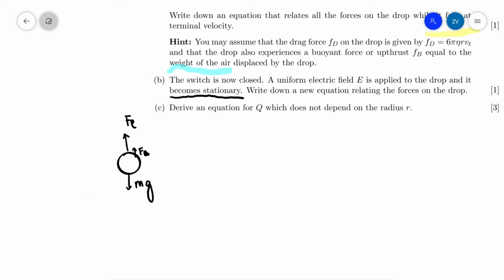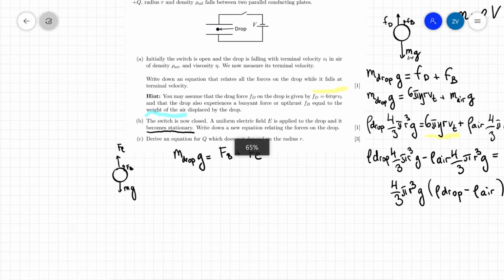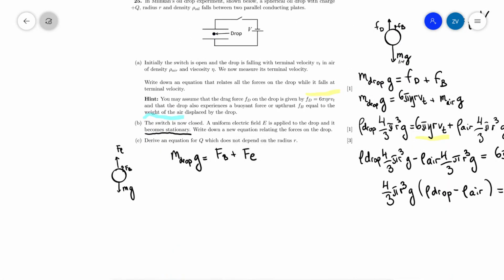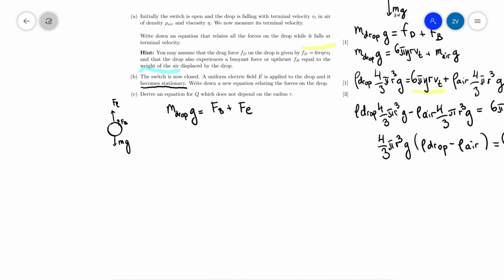So let's just write down an equation relating the forces on the drop. Because it's stationary, all the forces have to be balanced again. So the weight, let's be quite accurate, m drop times g, will be equal to the buoyant force plus the electrical force. And we've already found the difference between the weight and the buoyant force, so let's do that again. So m drop times g minus Fb will be equal to the electrical force, which I've just called Fe.